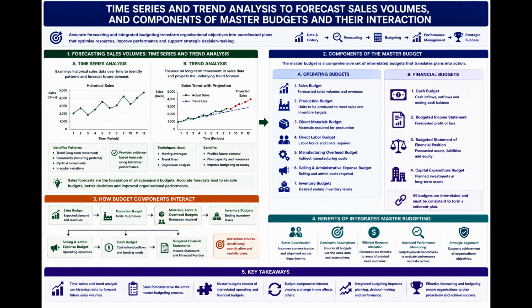In conclusion, time series and trend analysis provide essential tools for forecasting sales volumes and supporting the budgeting process. By analyzing historical patterns and long-term trends, organizations can develop more reliable sales forecasts that serve as the foundation for budget preparation. These forecasts drive the development of the master budget, which integrates multiple operating and financial budgets into a unified organizational plan. The interaction between budget components ensures consistency, coordination, and effective resource allocation throughout the organization. Together, forecasting and master budgeting enable organizations to plan proactively, manage performance effectively, and achieve both operational and strategic objectives.